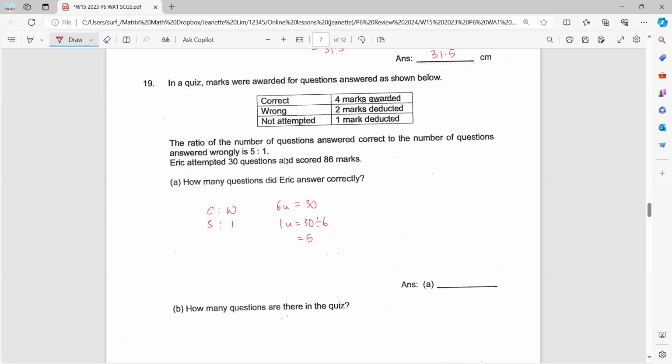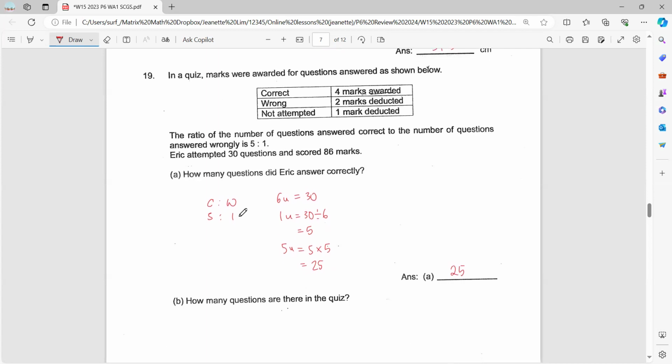One unit is 5. How many did he answer correctly? 5 units, so 5 times 5 is 25. So he answered 25 questions correctly, which means that 5 were answered wrongly. Okay, how many questions were there in the quiz?